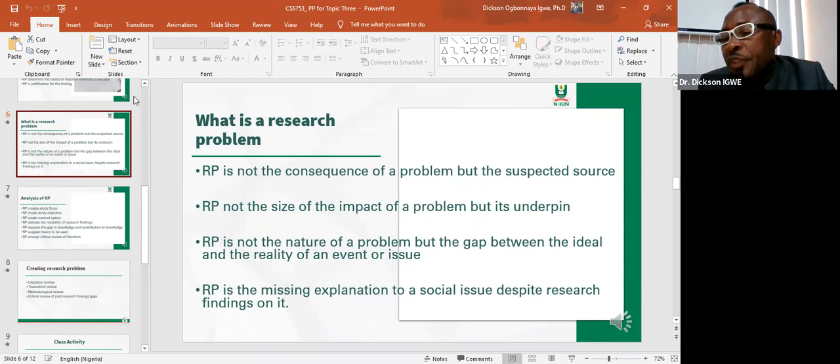And research objectives also give rise to the sub-themes of literature review. Because you cannot review something outside your research questions or research objectives. You must review literature in line with your research objectives and research questions. Otherwise, you are reviewing amiss.